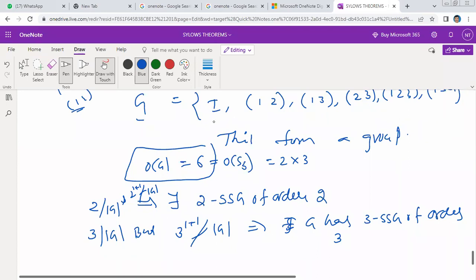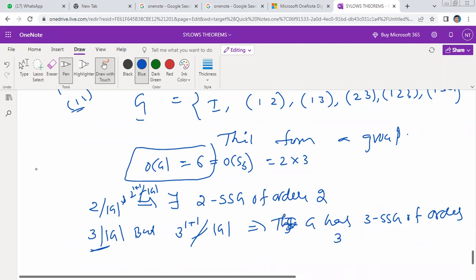Order 2 or order 3? Order 2, no. 3 divides the order of G, but 3 to the power of 1 plus 1 doesn't divide the order of G. Then G has 3 Sylow subgroups of order n.